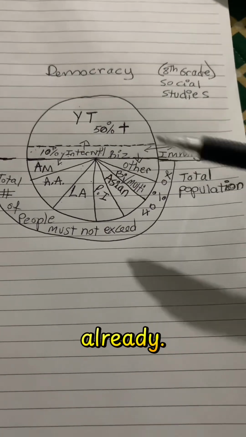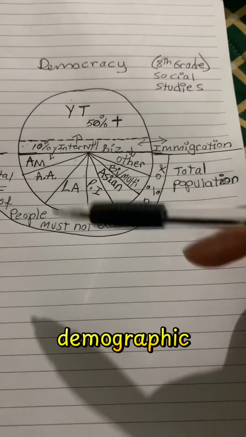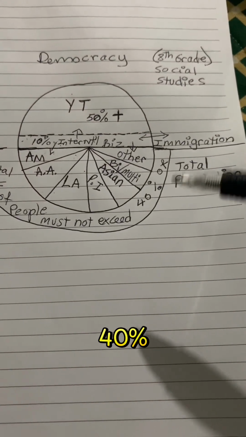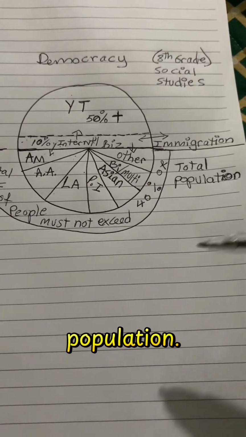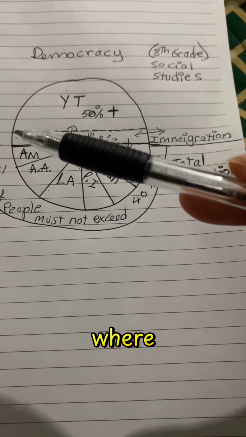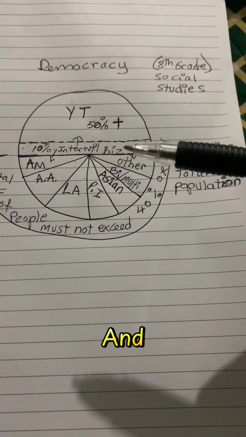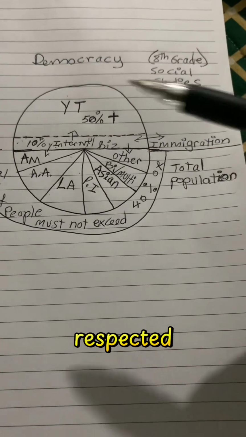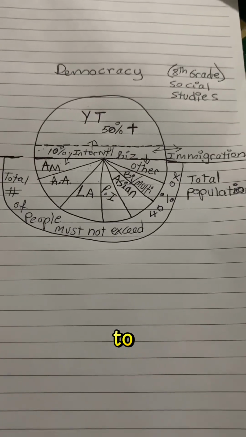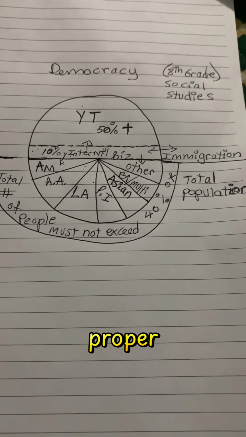I may have said that already. These boxes down here represent the people that live in USA, the various demographics of people. And the total number of these people cannot exceed 40% or so, roughly, of the total population. That means that immigration can help grow these boxes, but not to where they can permeate percentages reserved for the majority. And if this is not respected, then there are measures that have to be taken to make sure that these numbers are within their proper margins.